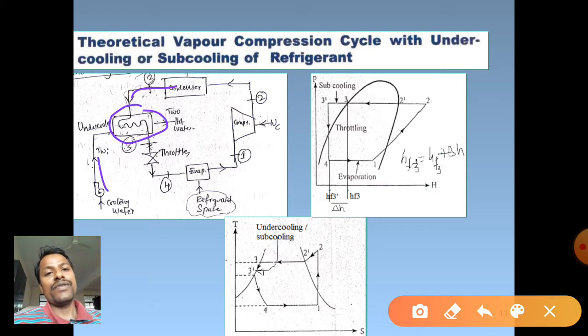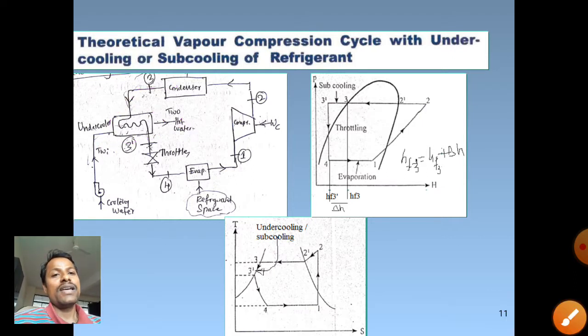Wherein we are supplying cold water into it and hot water is coming out of that heat exchanger by absorbing heat energy from the refrigerant coming out of the condenser, thereby decreasing its temperature below the saturation temperature. It means the refrigerant enhances its capacity to absorb more heat energy in the evaporator whenever it enters the evaporator.